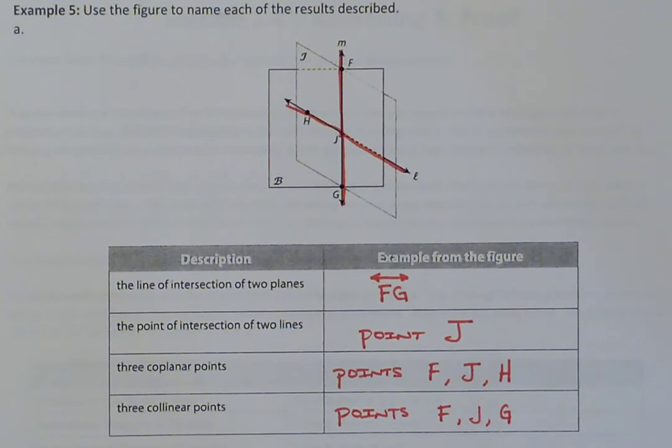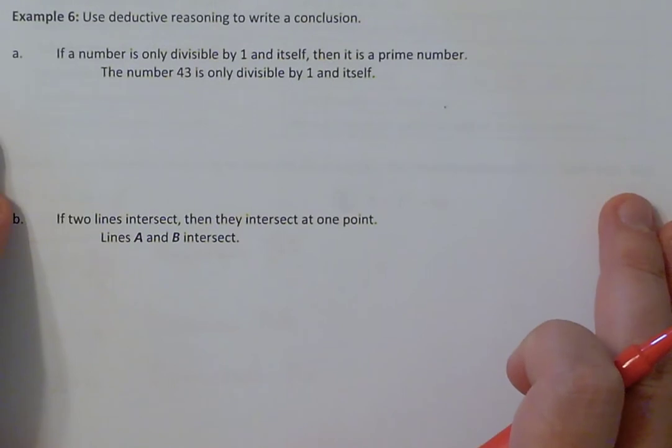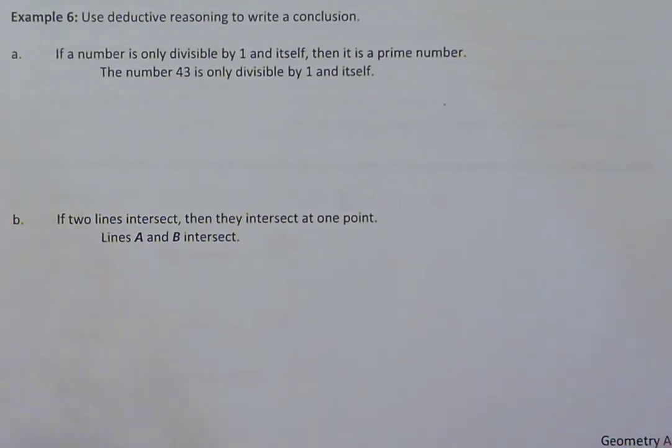All right. So with that said, we only have one more example to go. And I know this has been a lot of examples, but hopefully using this in the completed notes will help guide you, because I've tried to hit about every type of problem you'll see for today. All right, example 6 is going to ask us to use deductive reasoning to write a conclusion.